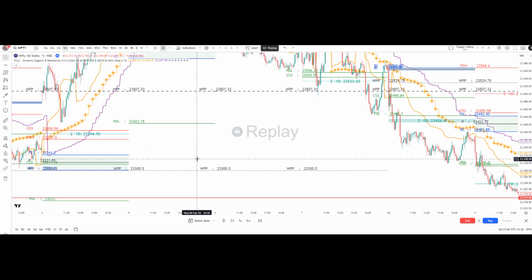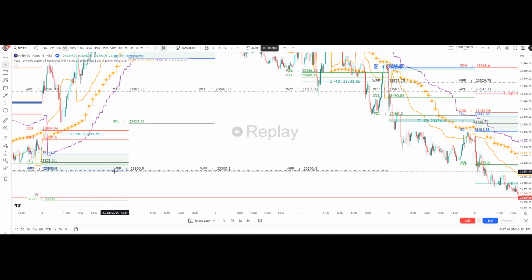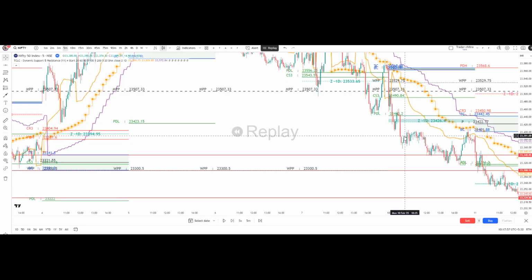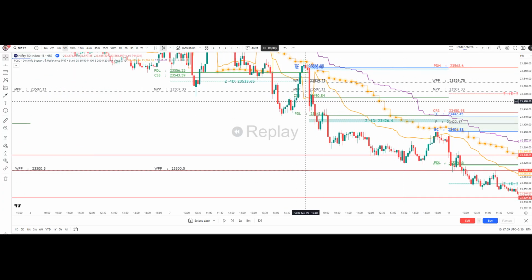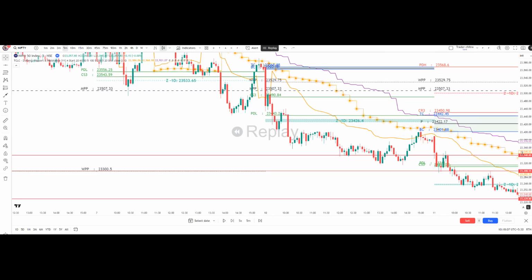So I will go to the horizontal ray again, and I will put the line. We can see here the price touched this particular level. I will go to the horizontal line and I'll put the ray. So these are the three lines. We can see on Feb 10th price came down from our minor support resistance level. So we can enter into the short trade below the weekly pivot and below the monthly pivot.